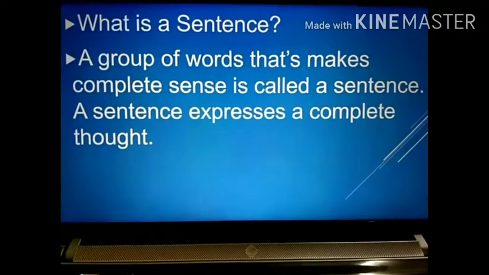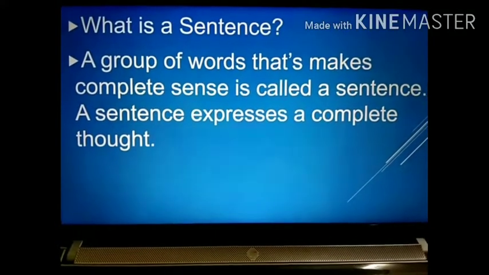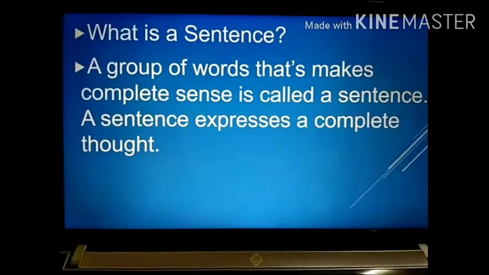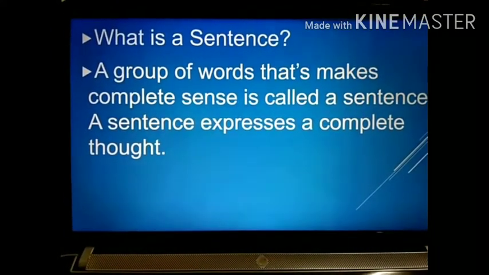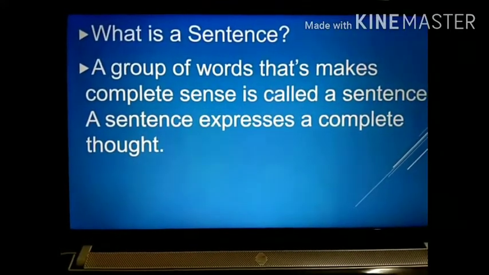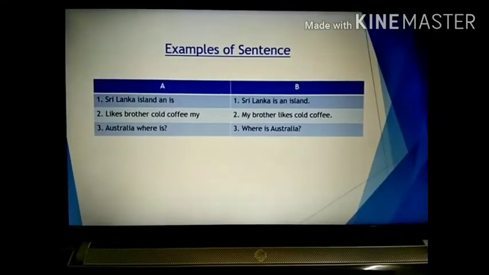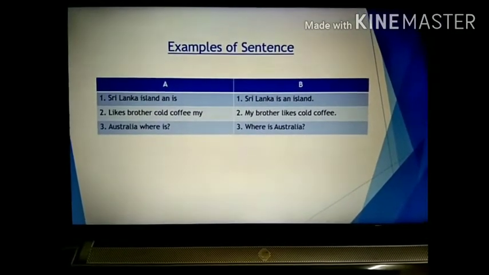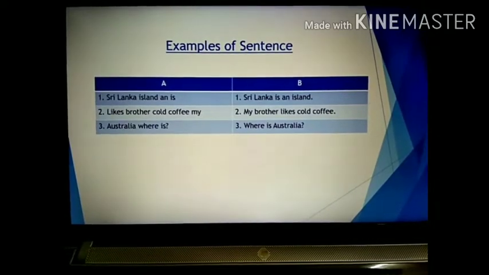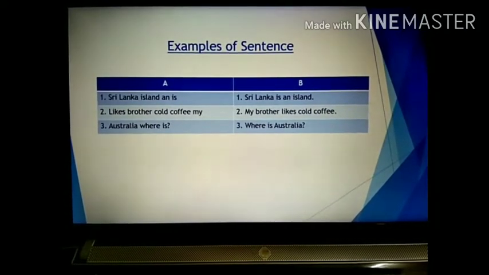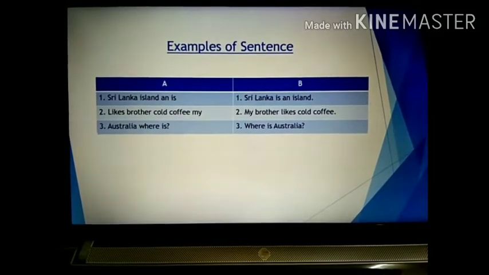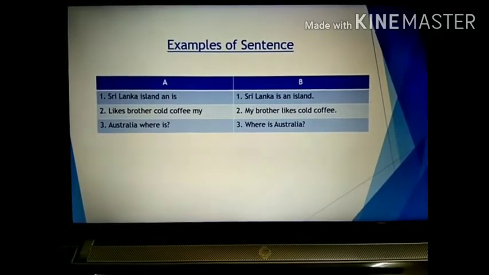So basically, we can say that a sentence is an arrangement of words that makes complete sense, or a group of words that express a clear meaning. Now let us understand with the help of an example. So, dear children, let us read all the examples of part A. First, Sri Lanka island N is. Second, likes brother cold coffee my. Third, Australia where is.